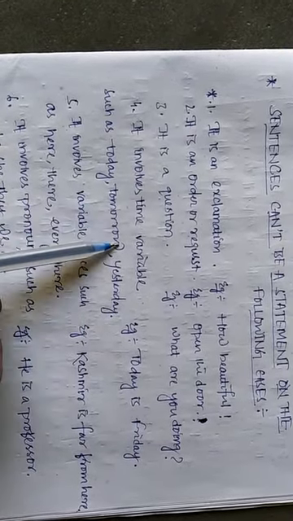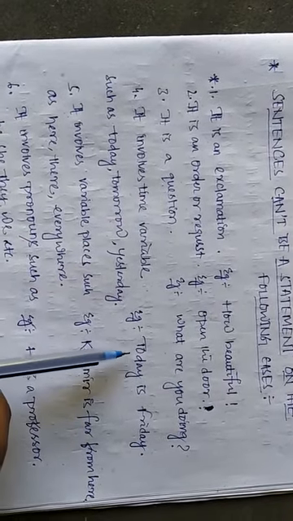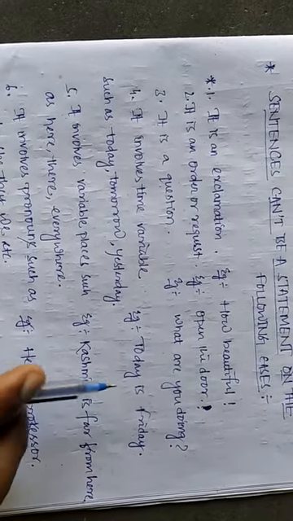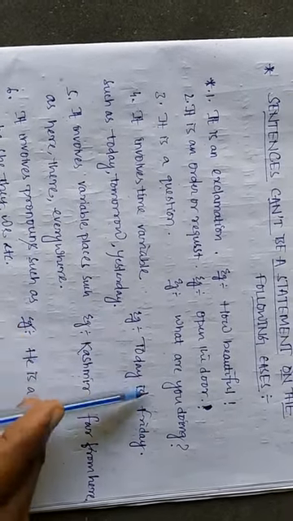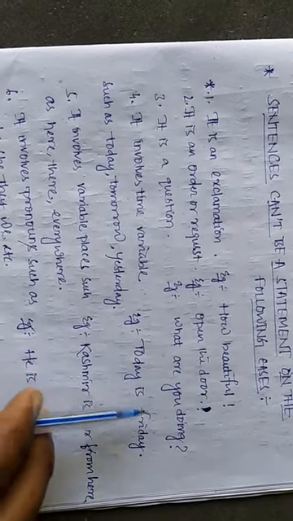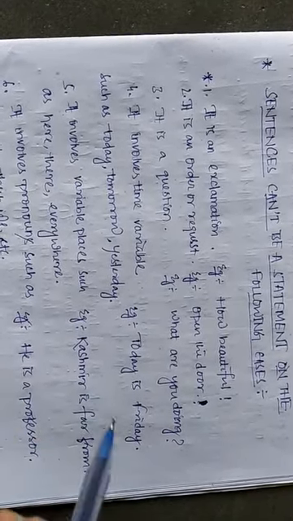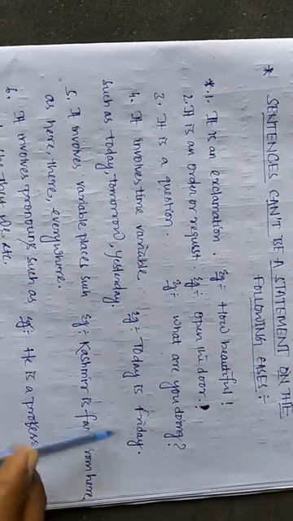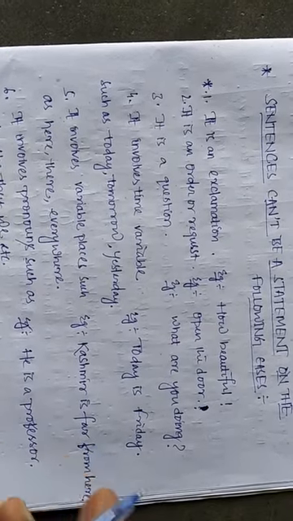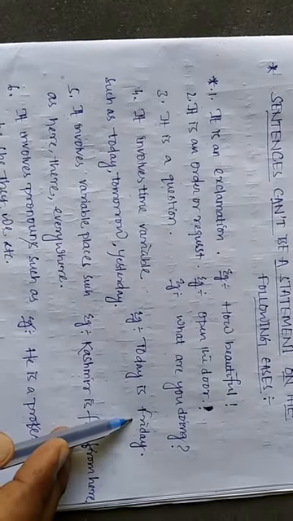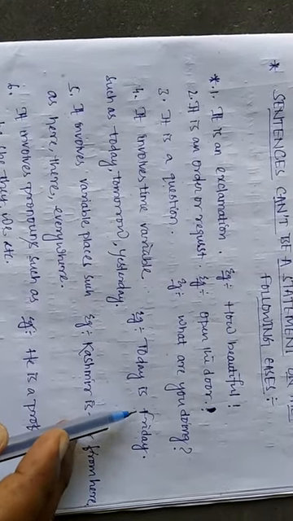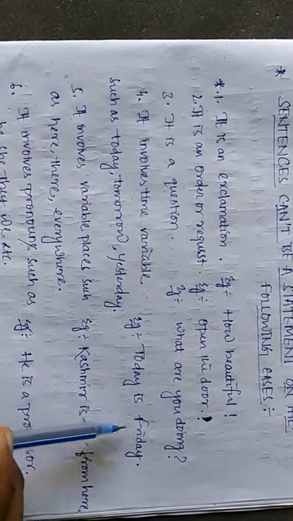Next case: it involves a time variable such as today, tomorrow, yesterday. So if such a time variable is involved, then that is not a statement. Here I am writing an example: Today is Friday. If today is Friday, we will say it is true. But if I write this and look at it in the next class, today will be Saturday. So today it may be true, and on another day it may be false. For some time it may be true and for some time it may be false. That's why it is also not a statement.